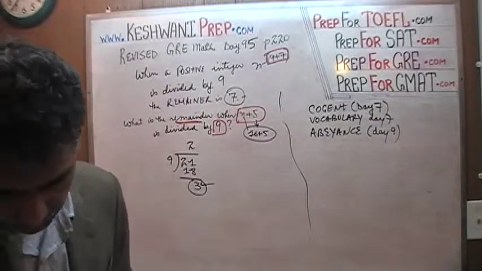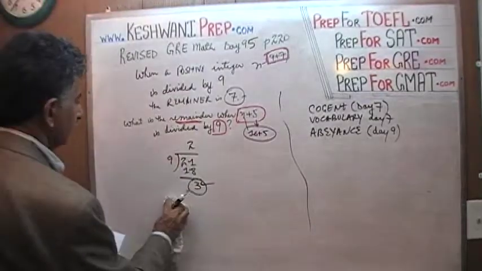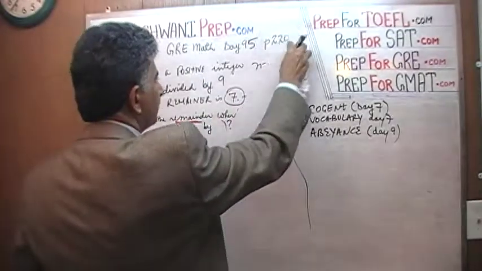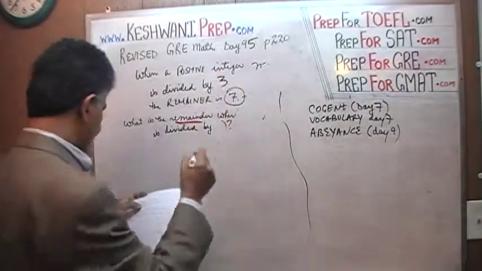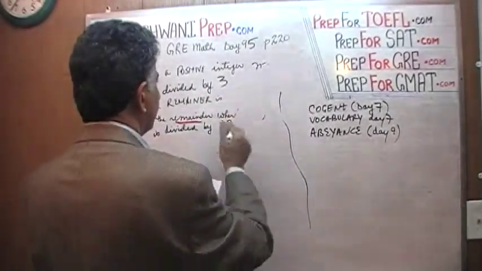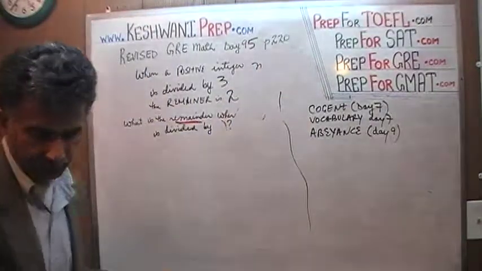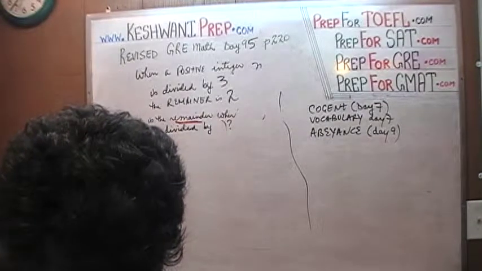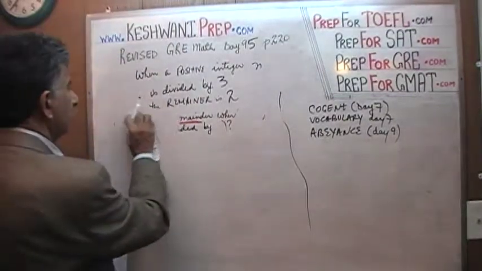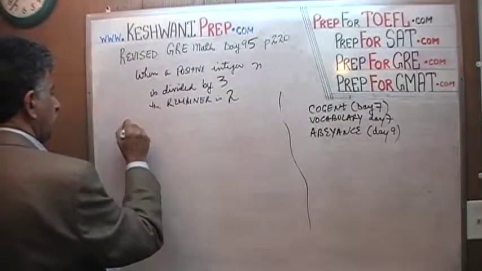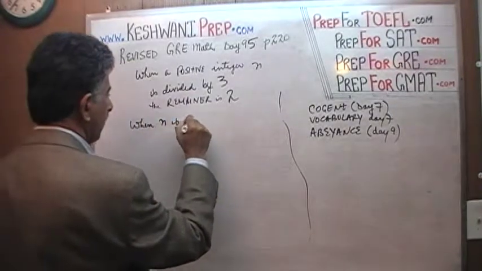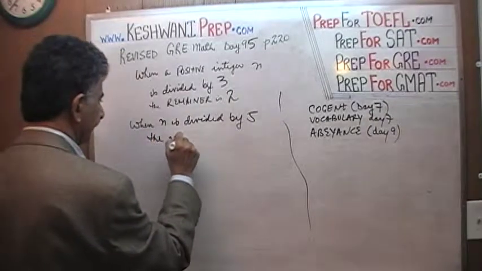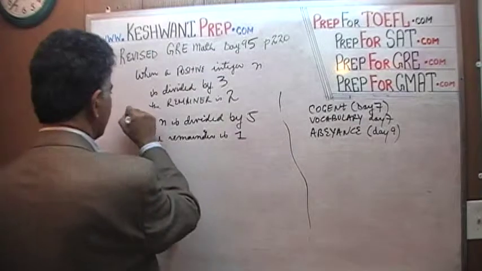Let's do the problem that is on hand. It says when a positive integer n is divided by 3, the remainder is 2. Actually, let's do it here. I'm going to erase all of this. When a positive integer n is divided by 3, the remainder is 2. That's the first line. When n is divided by 5, the remainder is 1. So that was the first line, this is the second line.